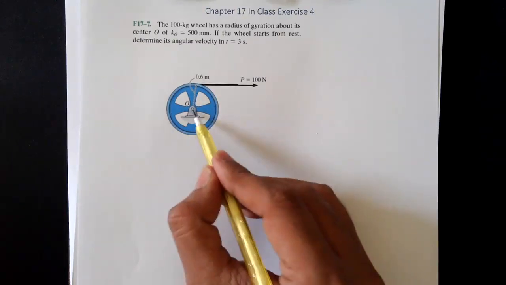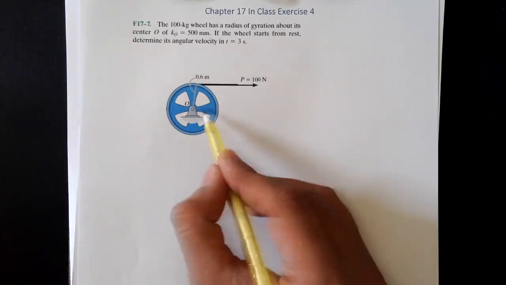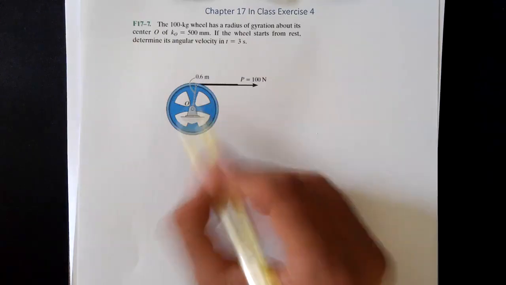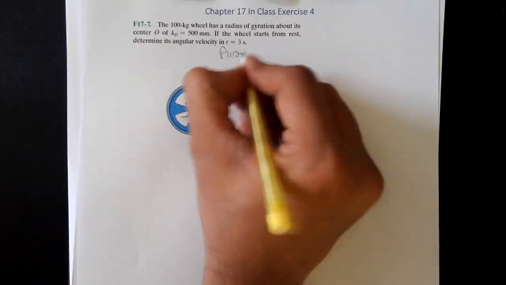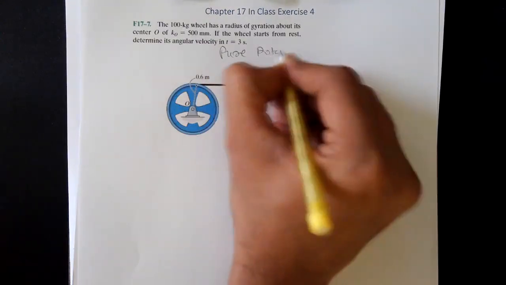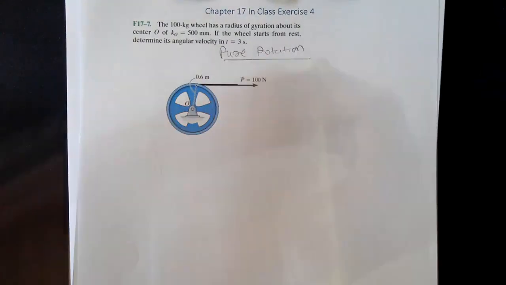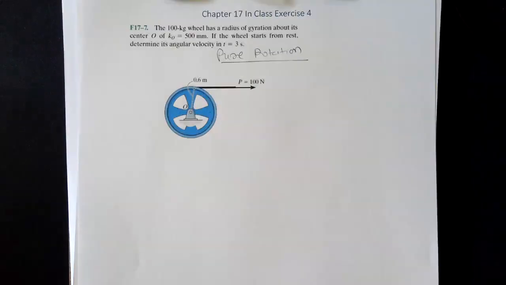Because it is pinned at O, it does not slide when it rotates, it simply rotates about O. So this is an example of pure rotation. And then we need to use the appropriate equations for pure rotation.